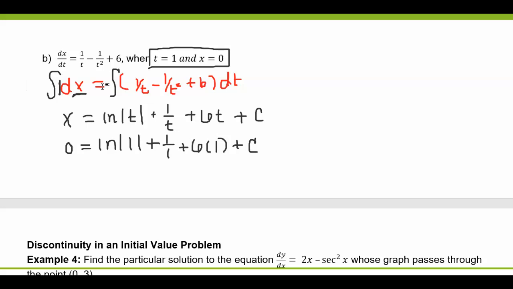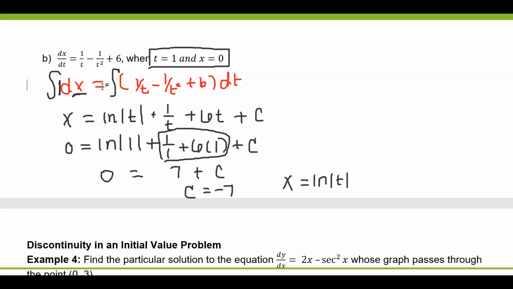So 1 and 6 makes 7. The natural log of 1 is 0. So you get 0 equals 7 plus c, which means that c is equal to negative 7, which means that my equation is x equals ln absolute value t plus 1 over t plus 6t minus 7.